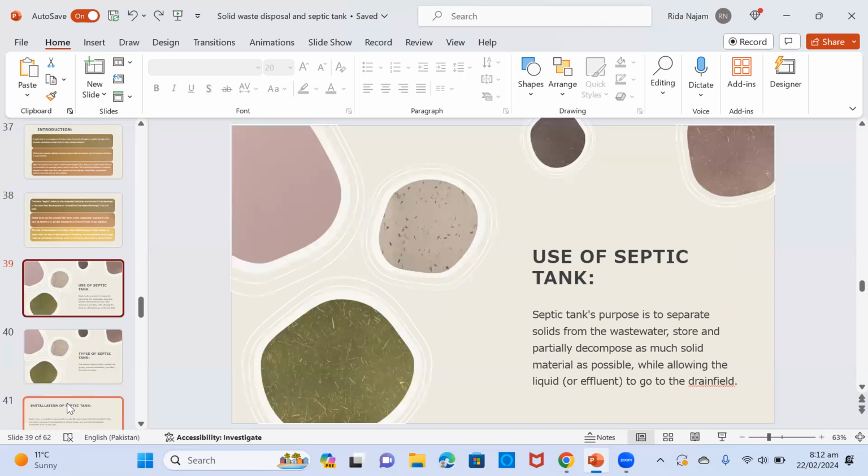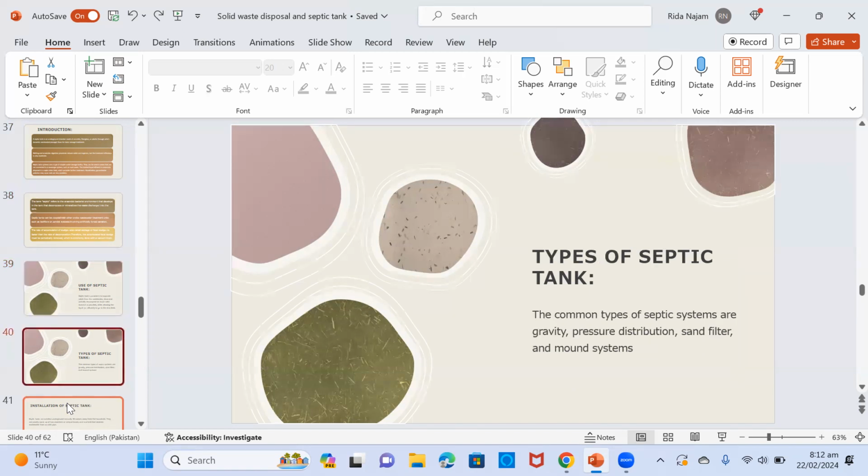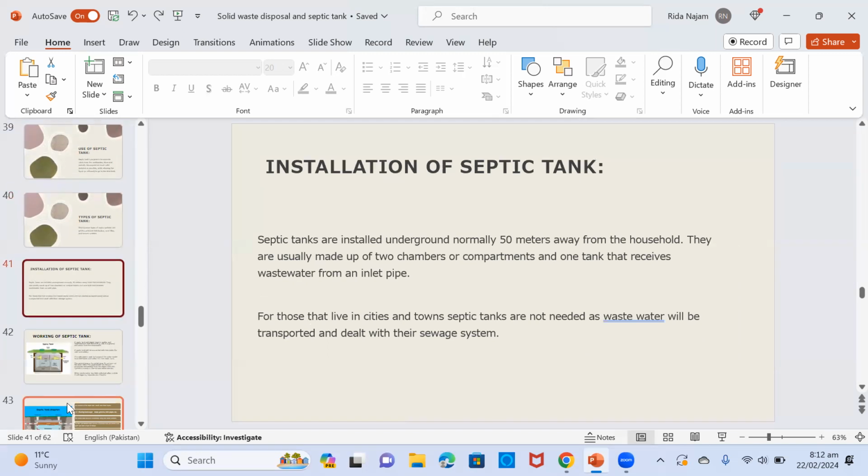Uses of septic tanks. A septic tank's purpose is to separate solids from wastewater, store and partially decompose as much solid material as possible while allowing the liquid or effluent to go off in the drain field. The most common types of septic tanks include gravity, pressure distribution, sand filter, and mound systems. Installation of a septic tank.